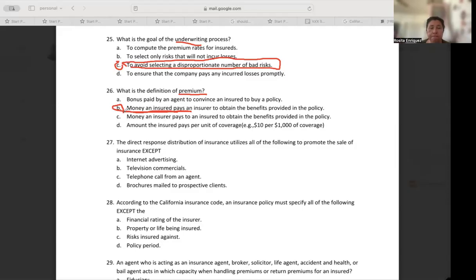Number 27, the direct response distribution of insurance utilizes all of the following to promote the sale of insurance, except it cannot be done by a telephone call from an agent. That is the answer. Number 28, according to California Insurance Code, an insurance policy must specify all of the following except the financial rating of the insurer, right? That it does not need to be specified or provided. Okay.